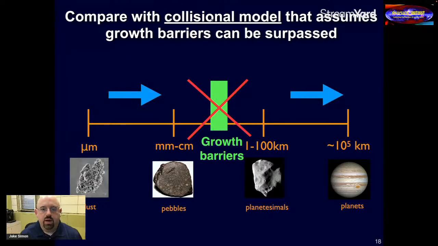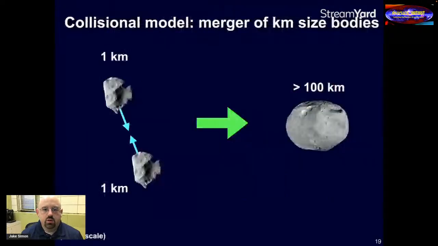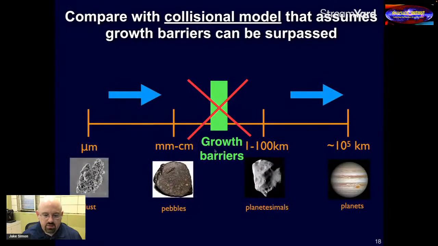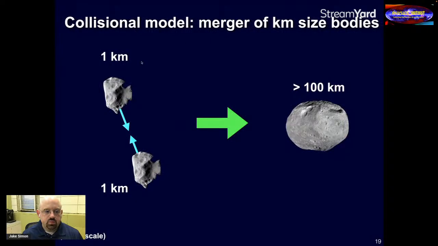But for now, I just want to point out that the collisional model sort of assumes that there is a way to get past these growth barriers. And so the collisional model is simply that you actually go from millimeter sizes, centimeter sizes, up to about 1 kilometer in size. So you traverse this large scale, right? About a 10 to the 5 factor increase here in scale.